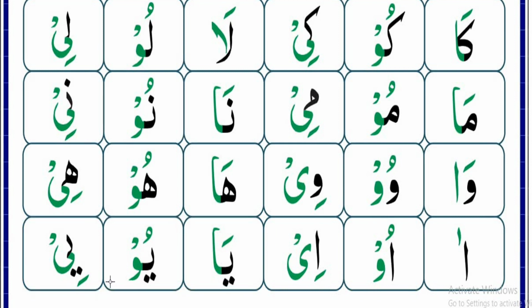Remember, madda letters are supposed to stretch the sound, and there are three madda letters: alif, waw, and ya. And all the three madda letters have three different signs before them: a fatha before alif, a dhamma before waw, and a kasra before ya madda.